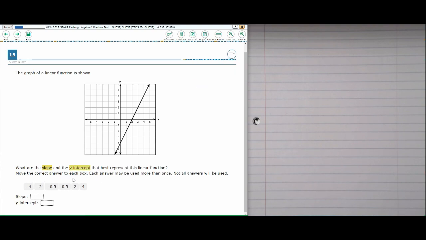Move the correct answers to each box. Each answer may be used more than once. Not all answers will be used. So we're really just going to pick two of these, right? So one represents the slope, my m, and one represents the y-intercept.